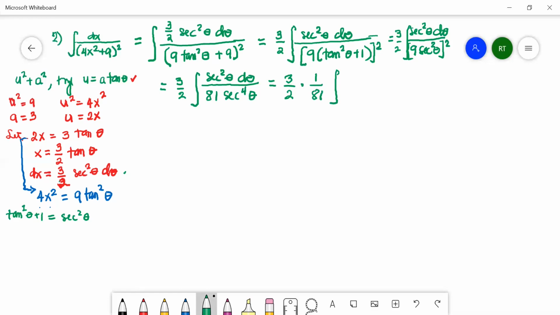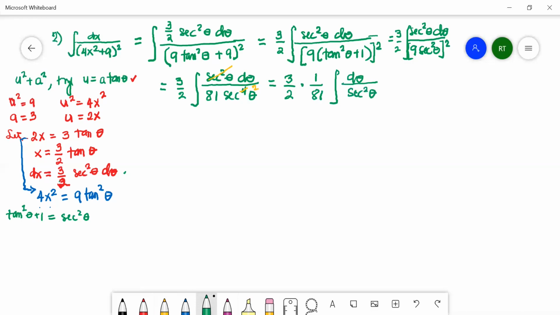Now look closely at the integrand. In the numerator, we have secant square of theta, and in the denominator, we have secant to the fourth of theta. Therefore, we can divide the numerator and the denominator by secant square of theta, or we can do cancellation. We can cancel secant square, making the denominator secant square of theta. Hence, the integrand is now in the form d theta over secant square of theta.